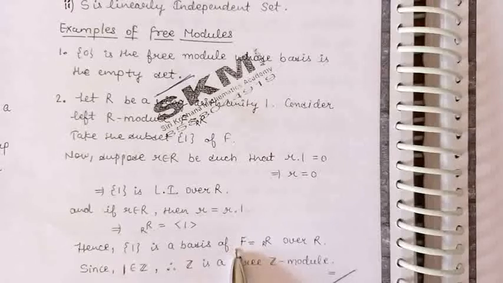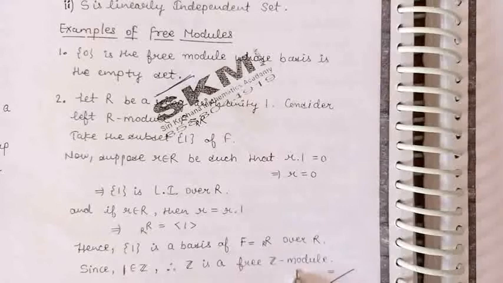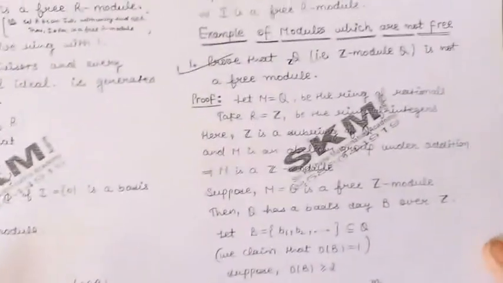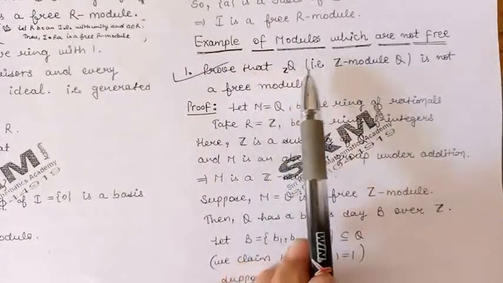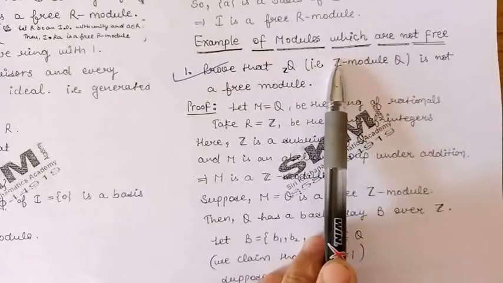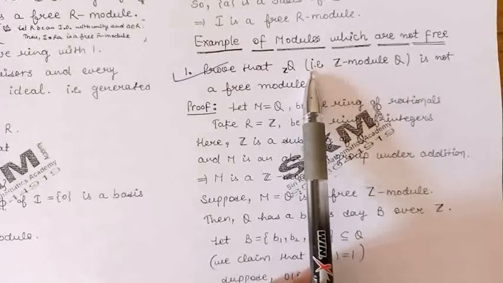So this proves that R is a free module over itself. By the same example, we can say that the ring of integers is a free Z module. Now let us discuss an example of a module which is not a free module. Let us take Q to denote the ring of rationals and Z the ring of integers. We prove that the ring of rationals is not a free Z module.